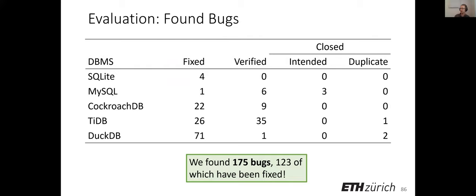So in this approach, we found about 180 bugs, over half of which have been fixed. You can see that we also found a number of bugs in DuckDB, but I already mentioned initially that Mark and others did an awesome job in quickly fixing them, which is why we could comprehensively test DuckDB. Oh yeah, that's the code I wanted to see here.